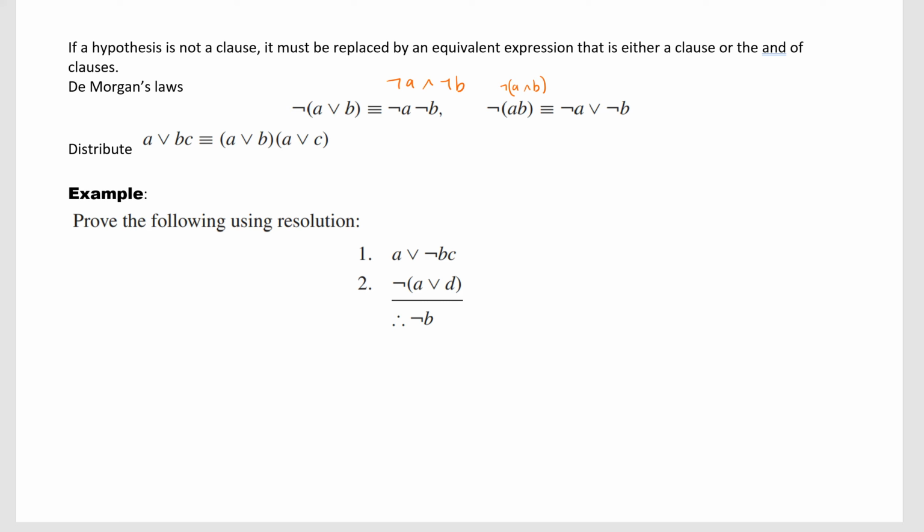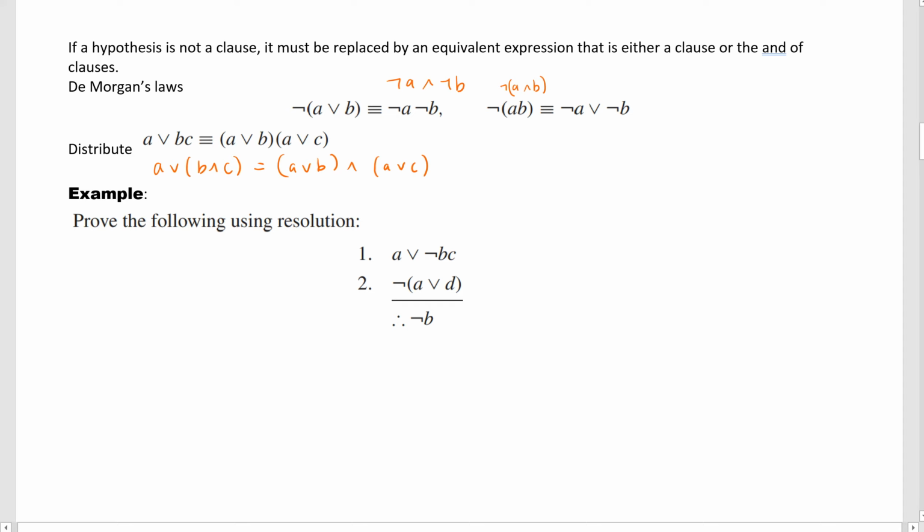Okay. And we also have the distributive law: A or (B and C). We can distribute. So we have (A or B) and (A or C). So it's A or B, and then A or C. So far, so good, everybody? Okay, keep these in mind. Let's continue.